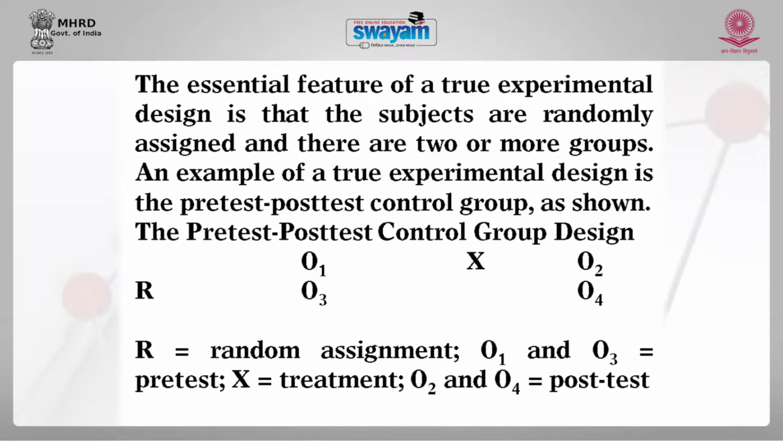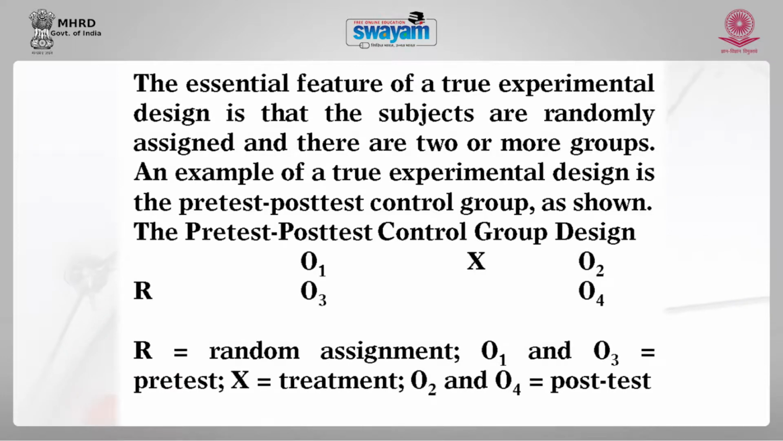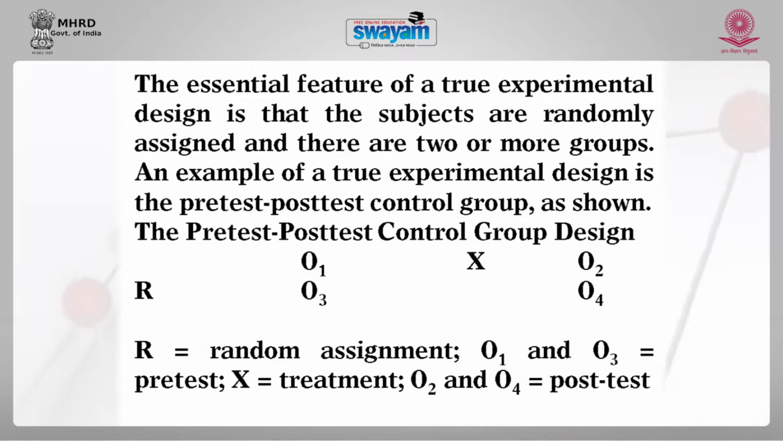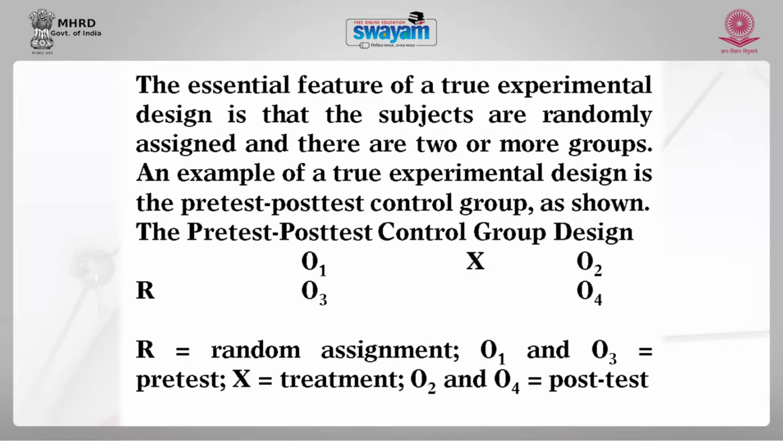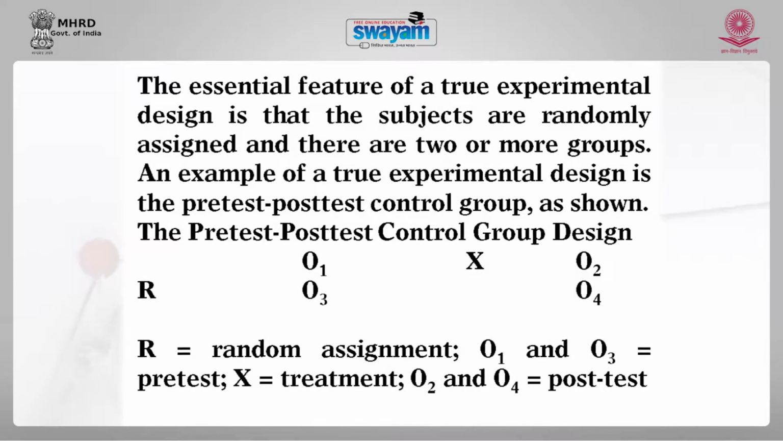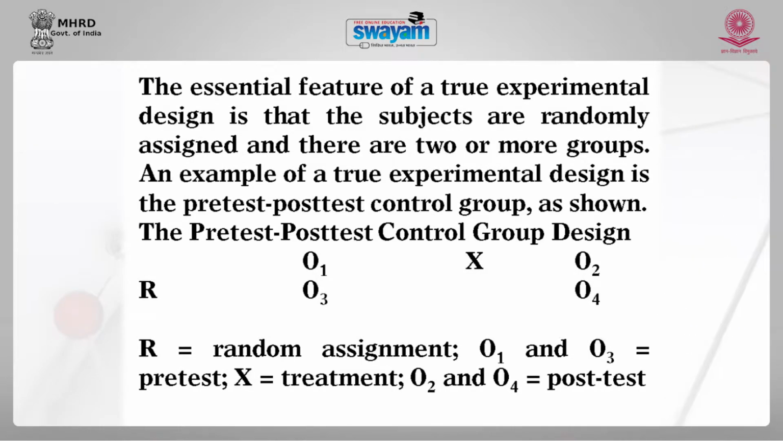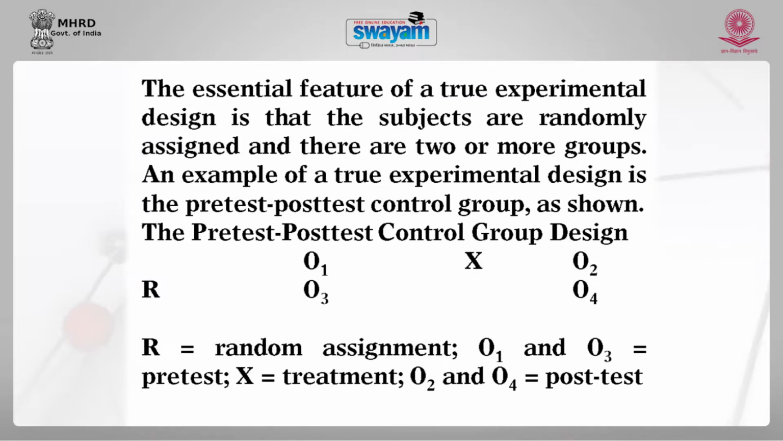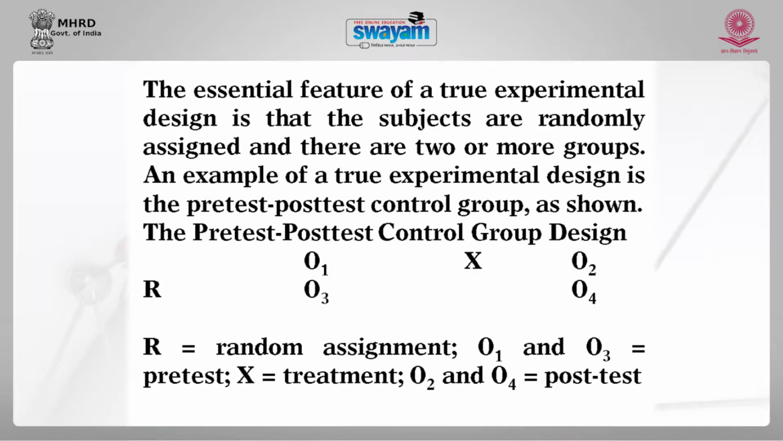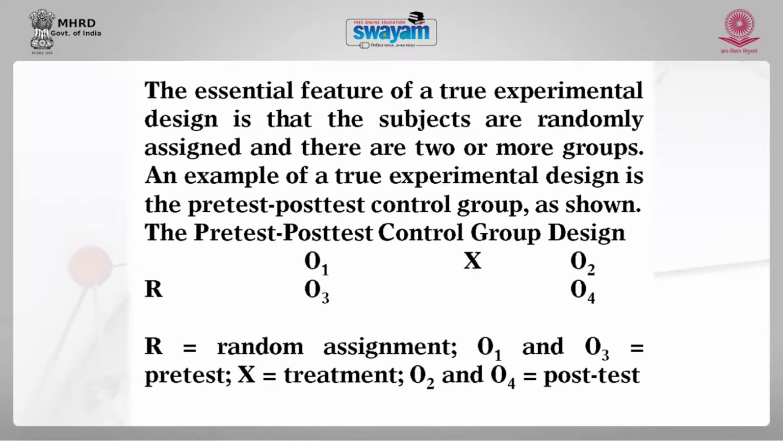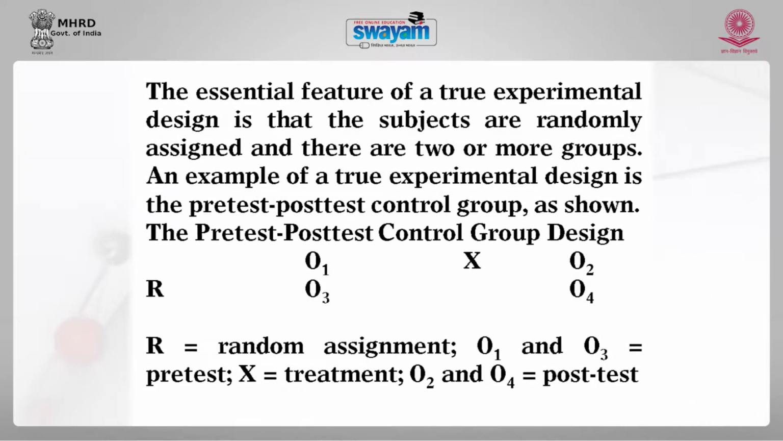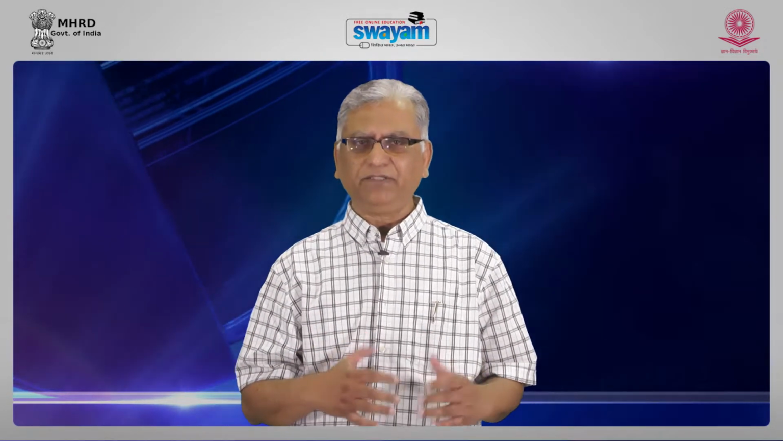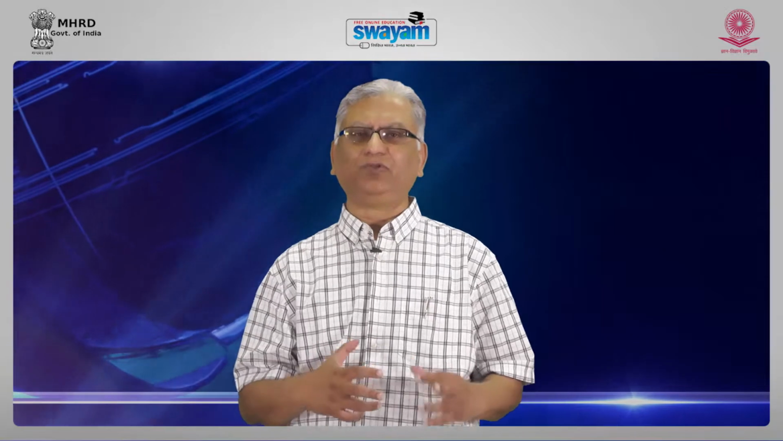So look at this design now. So how does the pre-test, post-test, control design look? So look at this picture here now. In this picture, R stands for random assignment, O1 and O3 are pre-test scores, X stands for treatment, and O2 and O4 are post-test scores. This design has all the elements of a classical experimental design. It has an experimental group, a control group, random assignment, pre-test, treatment, and the post-test.